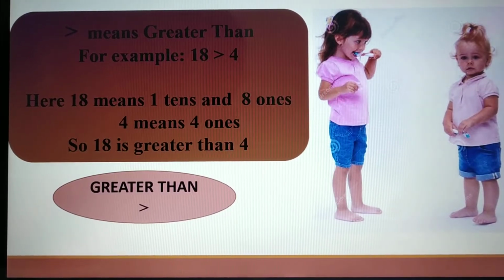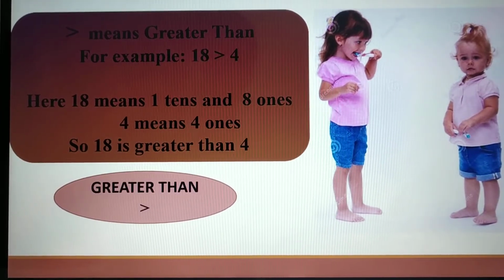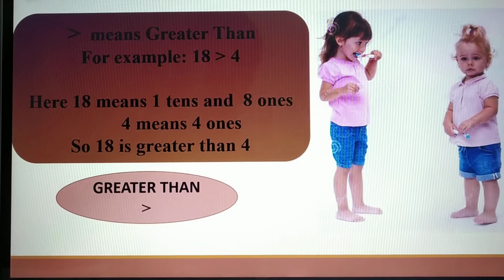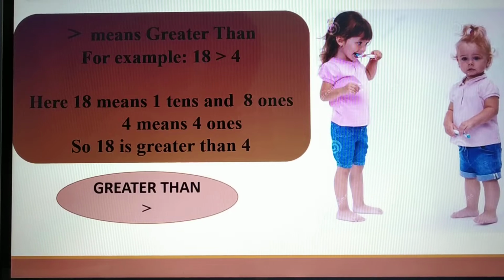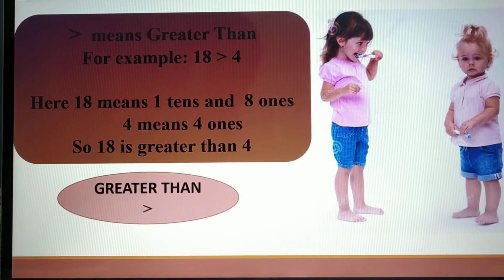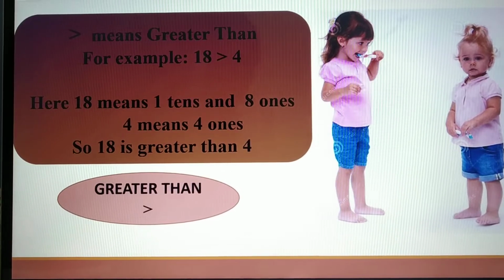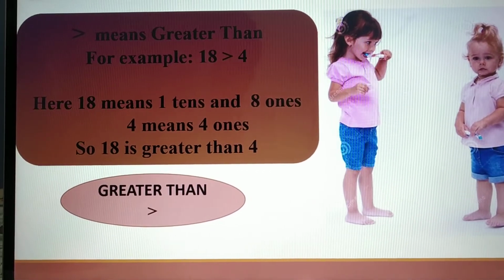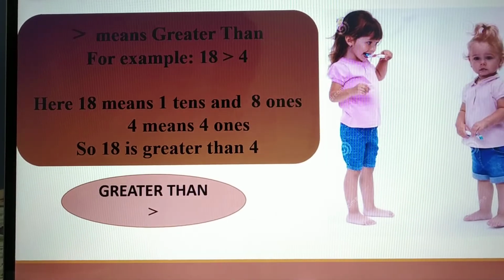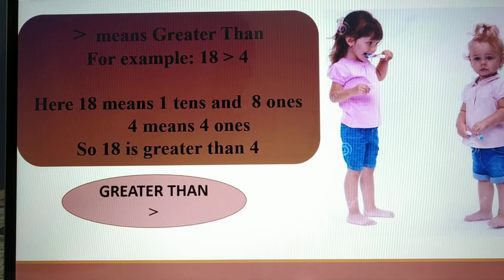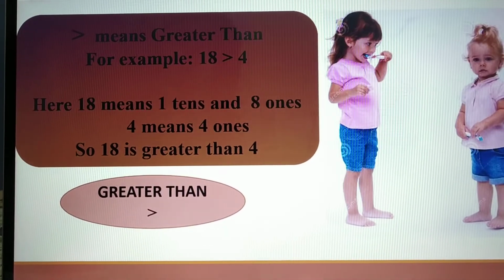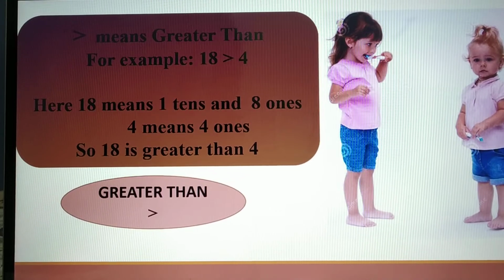Look at this symbol, students. It means greater than. For example, 18 is greater than 4. Why? 18 has 2 digits, 1 tens, 8 ones. And 4 has only 1 digit, 4 ones. So 18 has 2 digits, so it is the bigger number, a greater number. So the crocodile mouth is open towards 18 rather than 4.